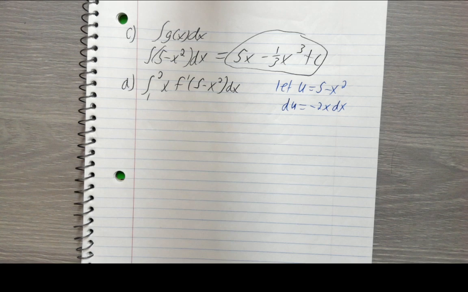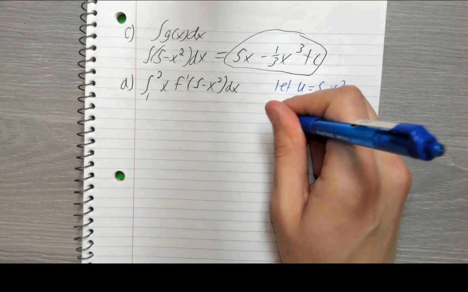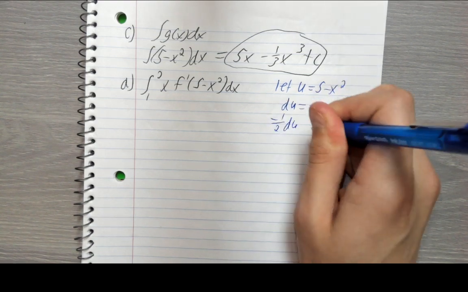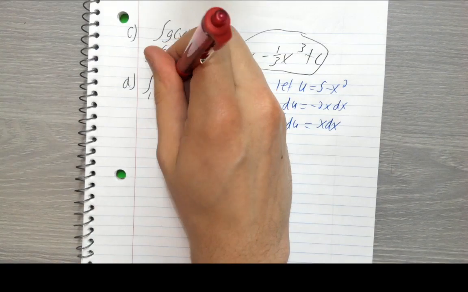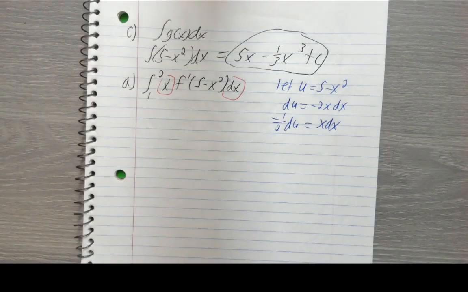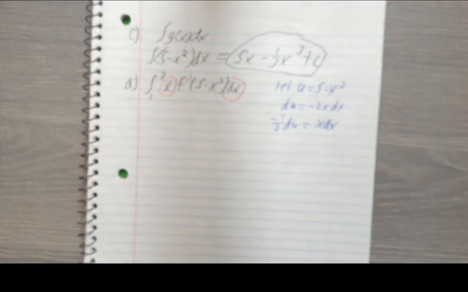which means if I divide by negative 2, I get negative 1/2 du equals x dx, which is good for me because you guys can see in my red box, I can replace x and dx now with negative 1/2 du.